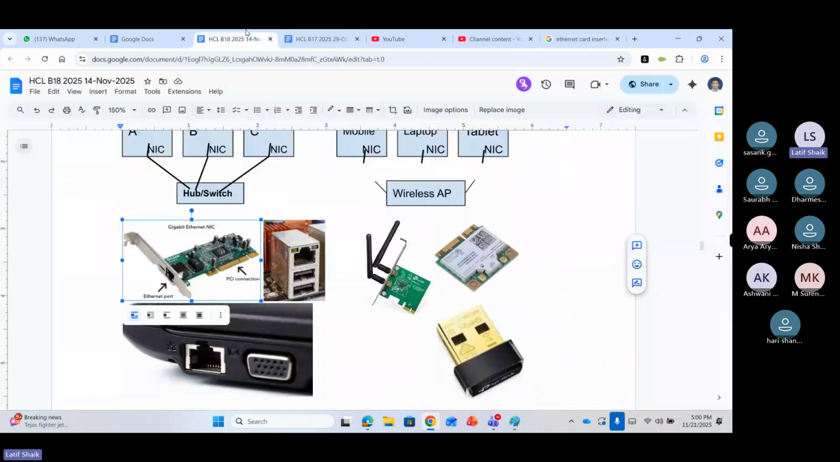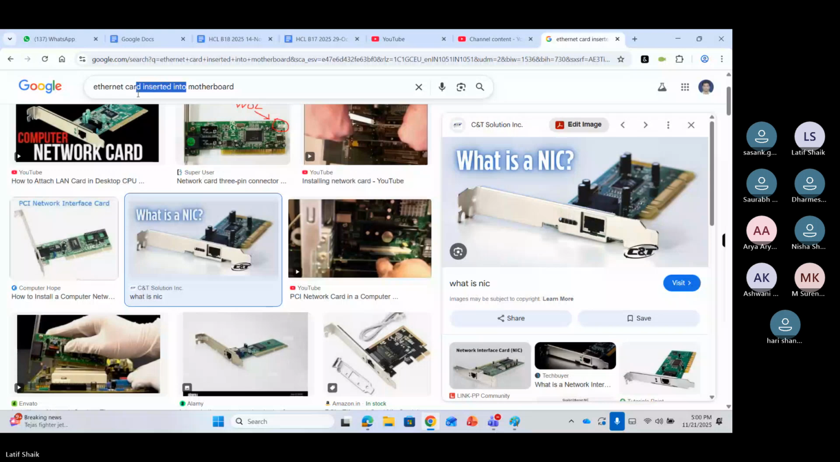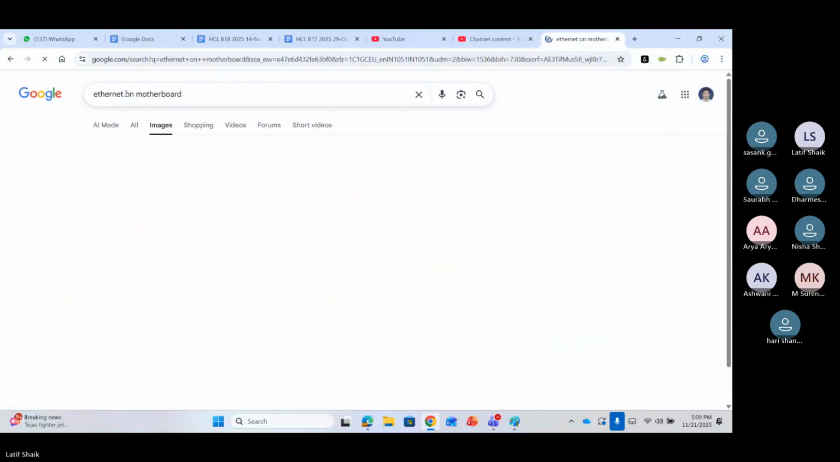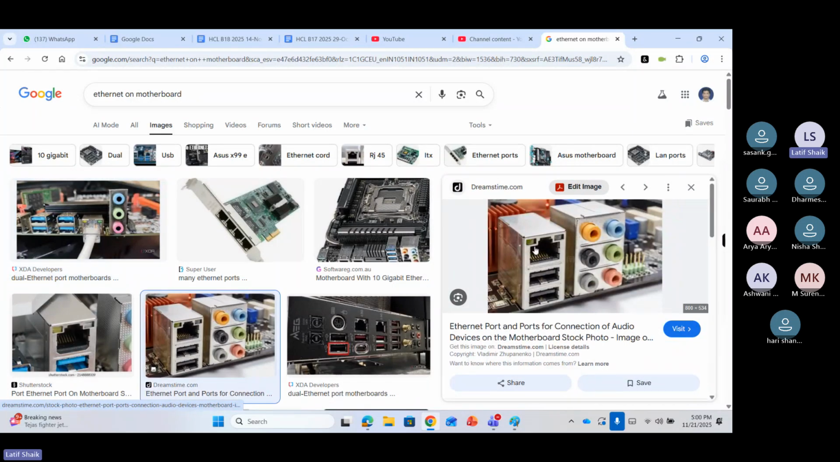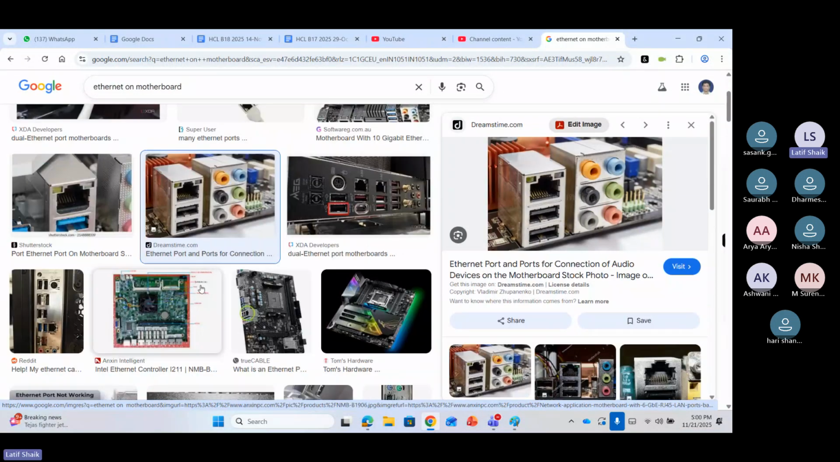Okay, NIC card. Sometimes these cards are also called NIC card or Ethernet card. In your laptops, desktops, and server motherboards, integrated Ethernet is also there. You take a motherboard, and on the motherboard these ports are directly available. There is no need to insert a NIC card. It is directly integrated on your motherboard.